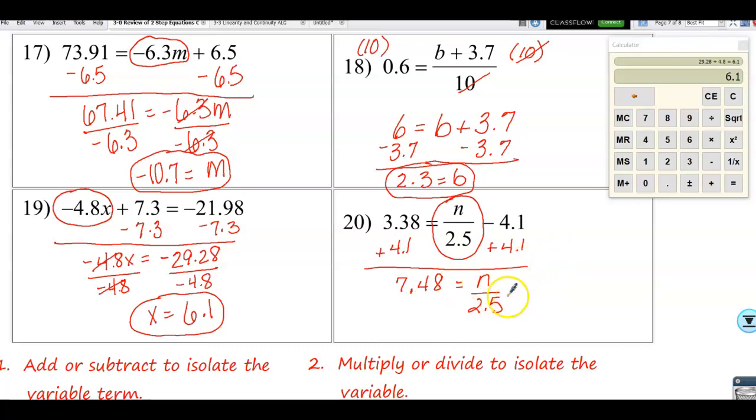Okay. And now this is n divided by 2.5. So to solve this, we need to just multiply both sides by 2.5. That I can't do in my head. These cancel. And all we have to do now to finish off this lesson is to multiply these two numbers together. We have 2.5 times 7.48. And our answer is 18.7 is n.